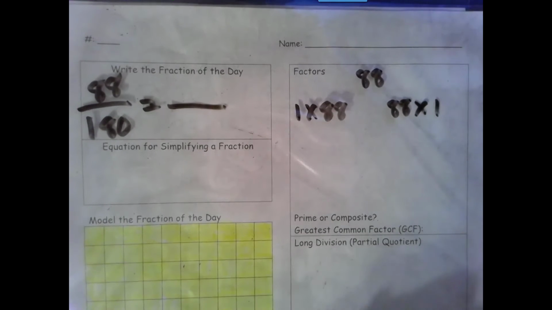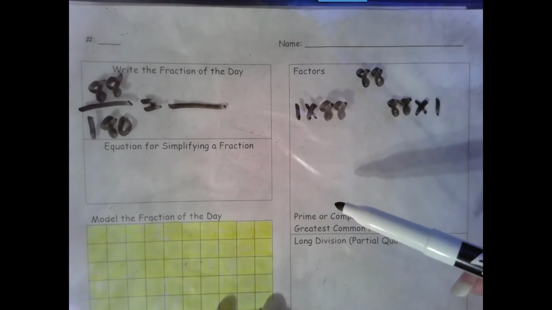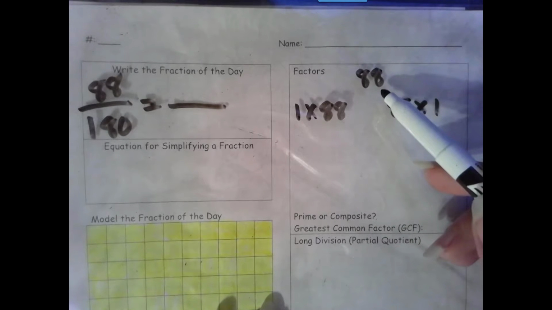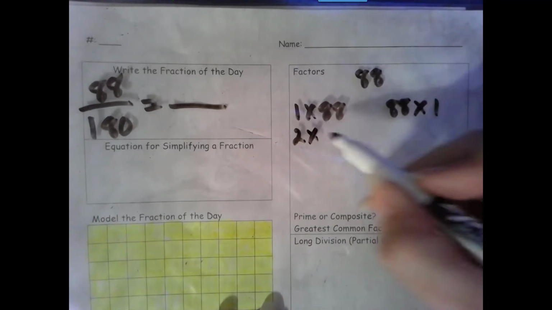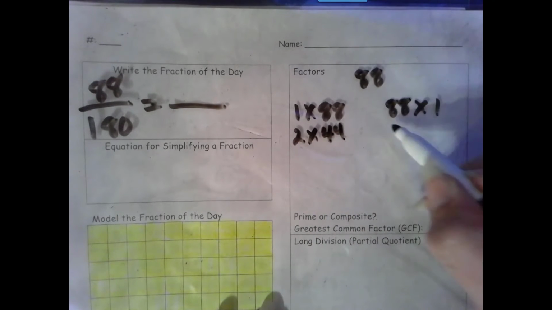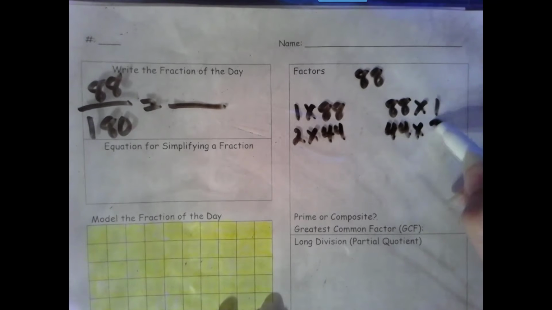Now I'm going to use my divisibility rules, and I'm going to go in order so I don't miss any factors. So after 1 I try 2. The rule for 2 is that it ends in an even number. 8 is even, so 2 is a factor. 2 times 44. 44 times 2.